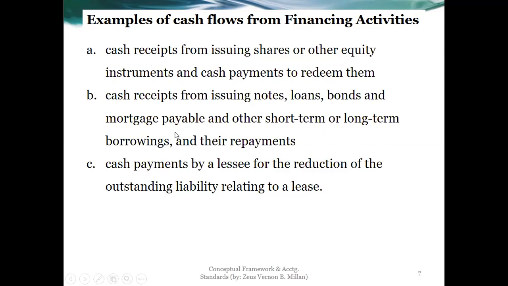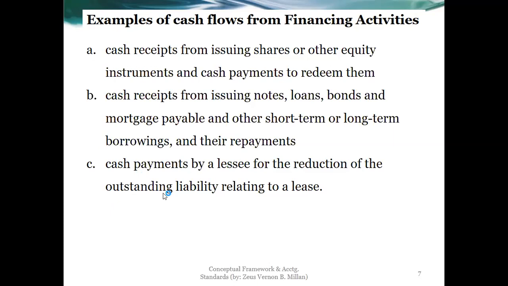On the other hand, if we say mortgage payable, this is actually the account if, for example, we are going to borrow money from a bank, which could be a loan with collateral. So there has to be a property that is mortgaged for the protection of the bank just in case we fail to pay. All right, that's for letter B.